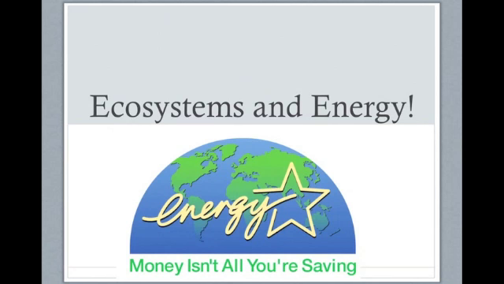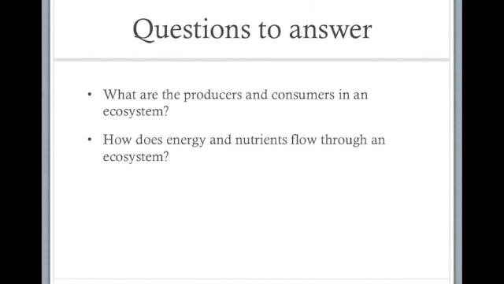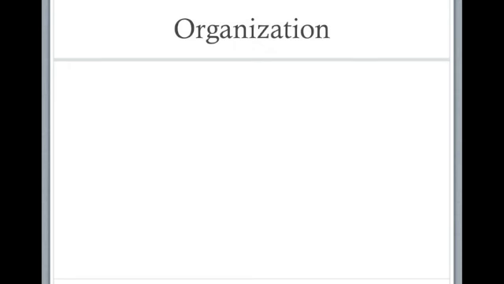This video is going to discuss ecosystems, how they're organized, and then discuss the basics of energy and how that determines various parts of an ecosystem and how everything works together. So we're going to look at producers and consumers because that is how energy flows, and then how energy and nutrients flow through that actual ecosystem. But first off, we want to discuss the organization so you can understand the rest of the discussion.